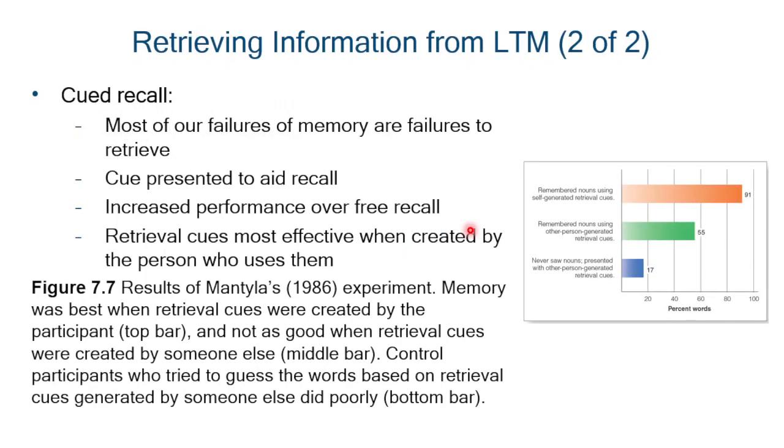Okay. So when we retrieve information, we have this thing called cued recall. Now with cued recall, these are the cues presented to us in order to remember things, like a clue for us to recall what we need to remember. With the help of cued recall, it increases our performance over free recall. With free recall, you have no clue to remember what it is. Okay?